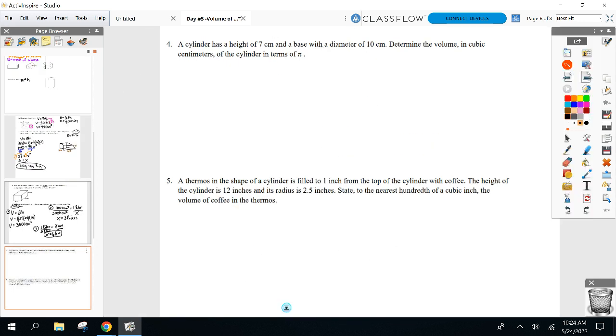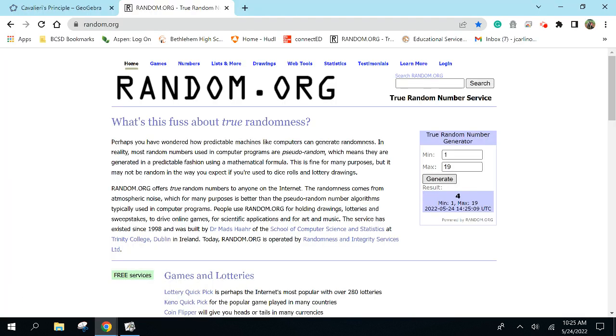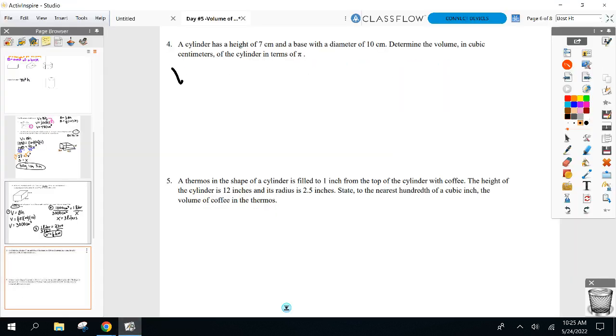Cylinder time now. Cylinder. Height of 7, base with the diameter of 10. What's the volume? And everyone see our answer has to be in terms of pi. So have a pi in your answer. Don't touch it on the calculator. Volume formula from earlier, volume of a cylinder.